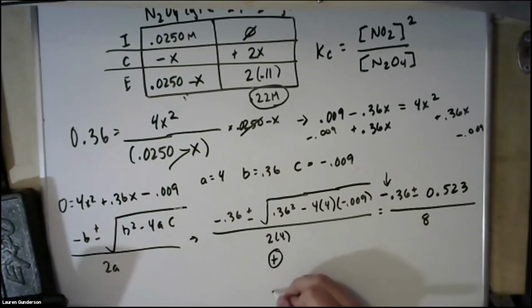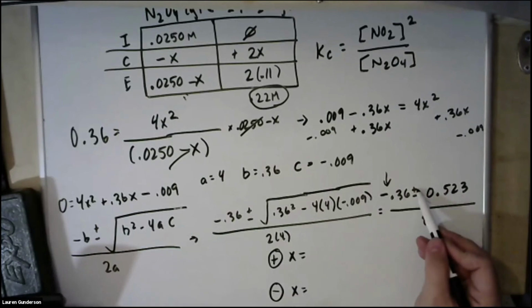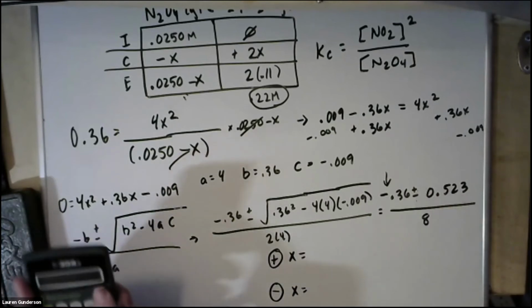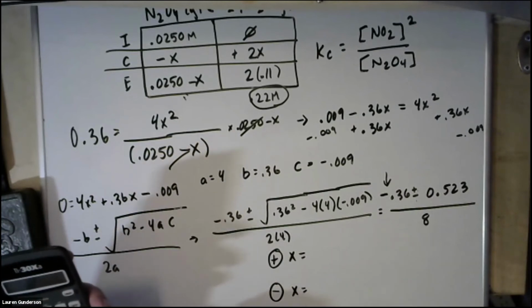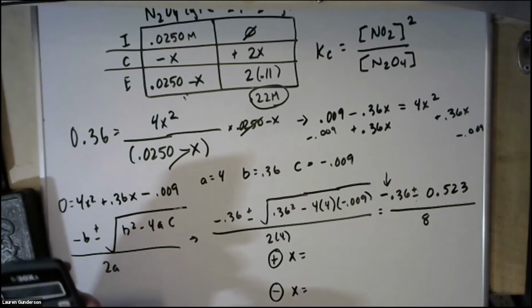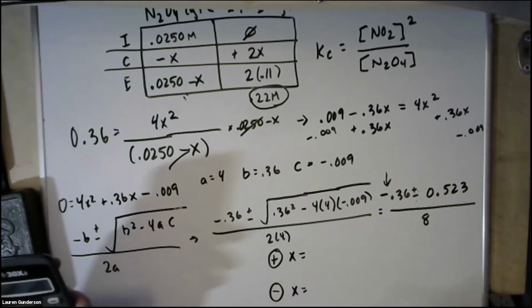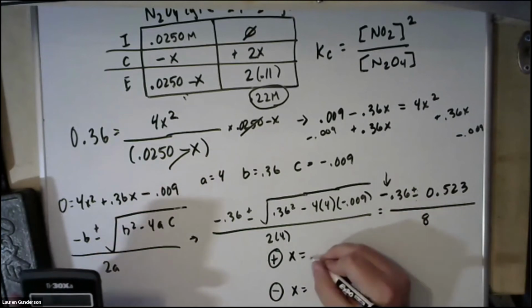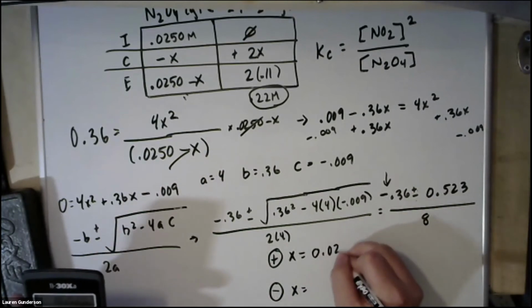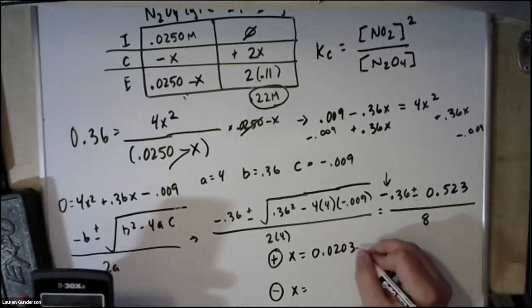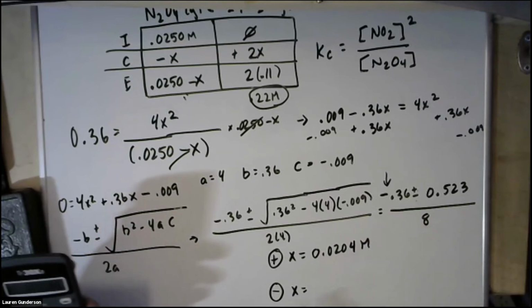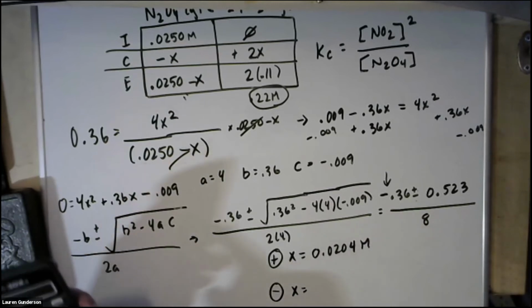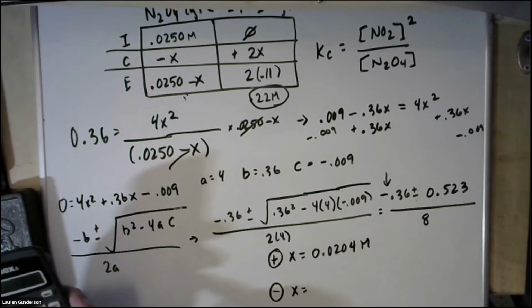So again, we'll do a positive x and a negative x, right? I'm doing this one for when I add and this one for when I subtract. But I'm going to get a smaller number now because I'm starting with negative 0.36. So now I get x equals 0.0204. And this one's still going to be negative, but I like to calculate it just because.